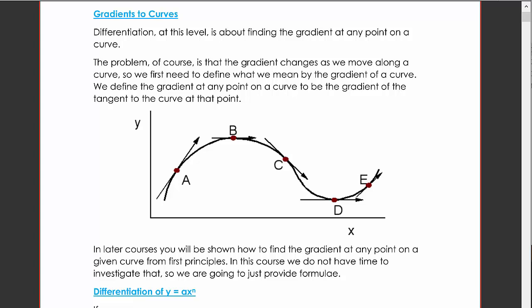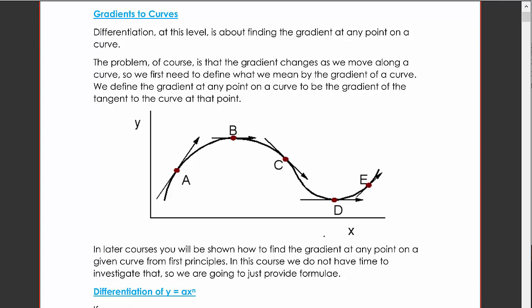Differentiation, at least at this level, is about finding the gradient at any point on a curve. But what do we mean by the gradient of a curve? Because if you look at a curve, and we've got a curve here in this diagram, the gradient is changing all the time. So what do we actually mean by the gradient of a curve?